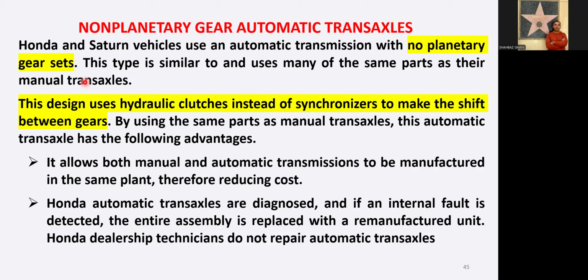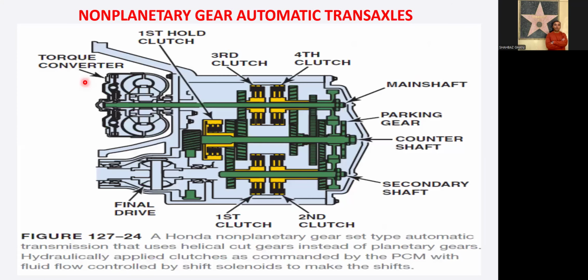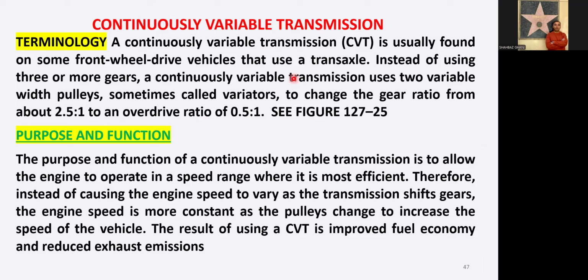We use different types of mechanisms for the automatic transmission system. Then we talked about the first clutch and the second clutch, how they perform, and the third clutch and fourth clutch, different types of clutches used in the manual gears to perform the automatic transmission.